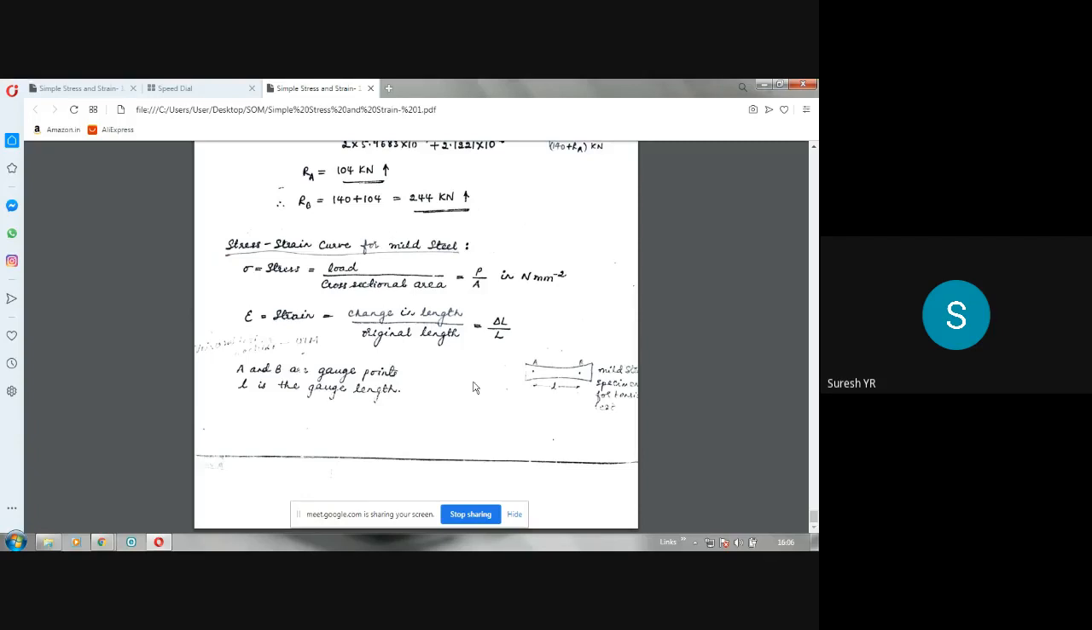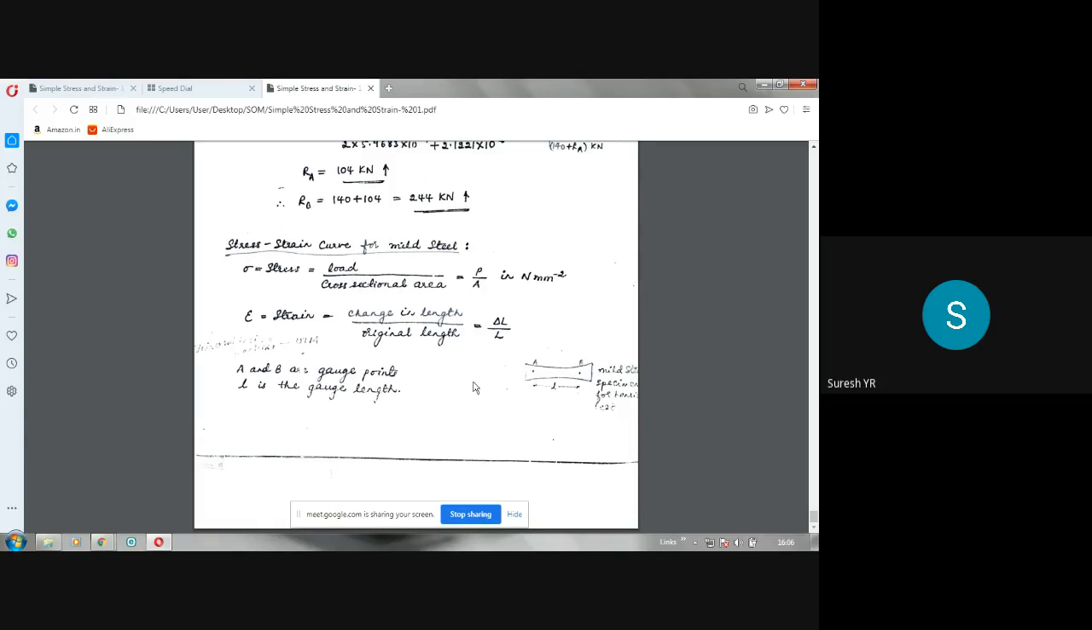I have not come to shear stress and shear strain yet. Whatever I am explaining now is only normal stress or direct stress. Two types are there, tensile stress and compressive stress, depending on the nature of the force. If the bar is subjected to tensile force, tensile stress will develop. If the bar is subjected to compressive force, compressive stress will develop.